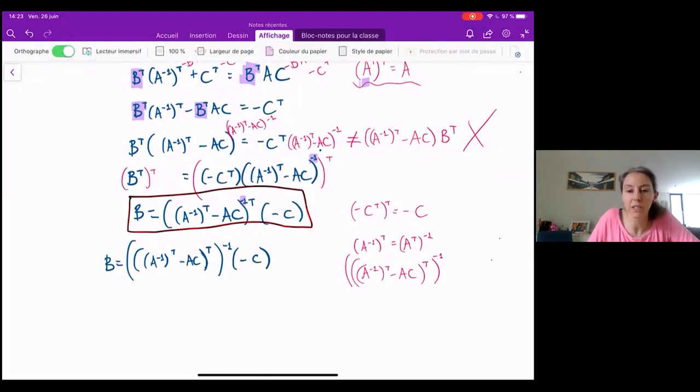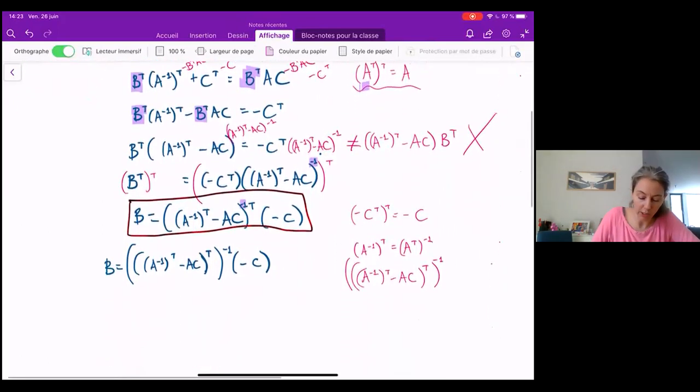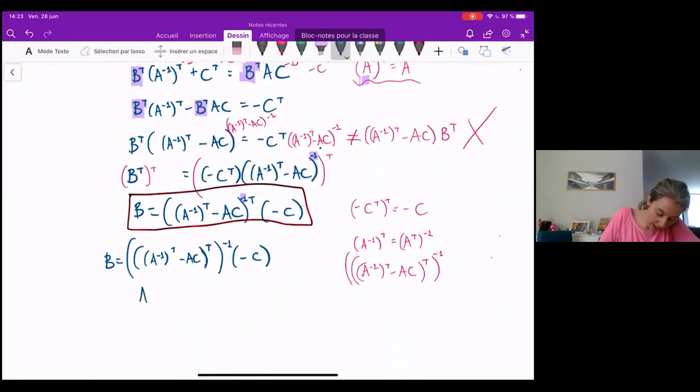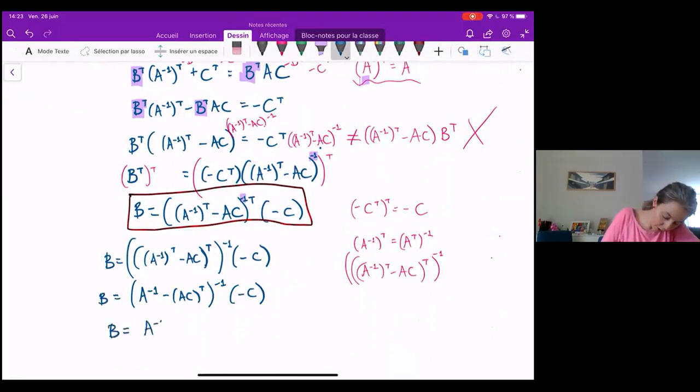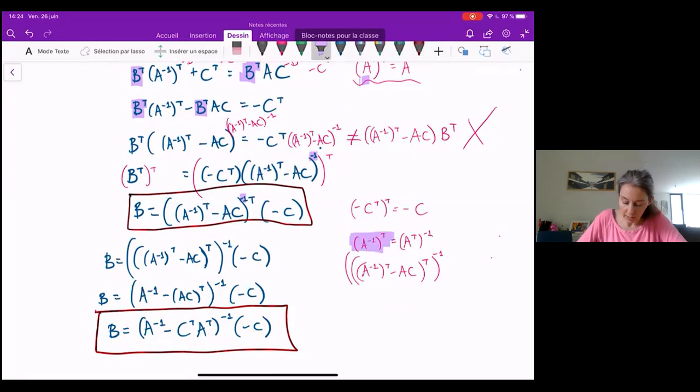But now that that transpose is inside, I can use the first property, A plus B transpose, to distribute my transpose and end up with A inverse minus AC transpose inverse times negative C, which is A inverse minus C transpose A transpose inverse times negative C. So this is just the same answer simplified in a slightly different way using this fact right here, that A inverse transpose is equal to A transpose inverse. It doesn't matter which one we do first.